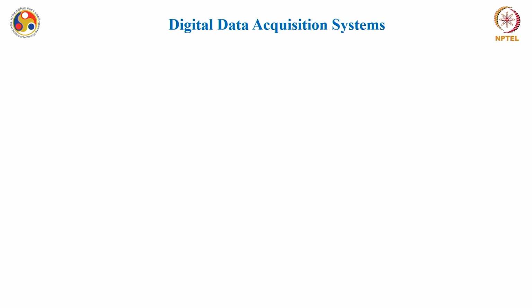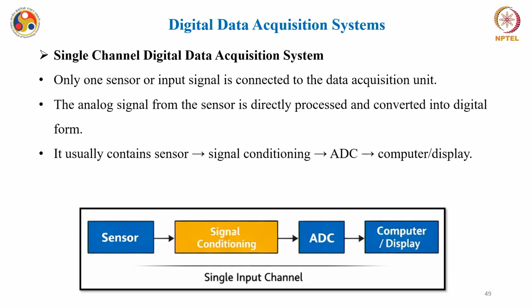Now, let us understand some of them very quickly, because most of them you have already understood from our previous lectures. Single channel digital data acquisition systems have only one sensor or one input signal connected to the data acquisition system at one time. The analog signal from the sensor is directly processed and converted into digital form. You have a sensor, the output from the sensor is fed to the conditioning circuit and then to the ADC, and then it is fed to a computer or display for further analysis.